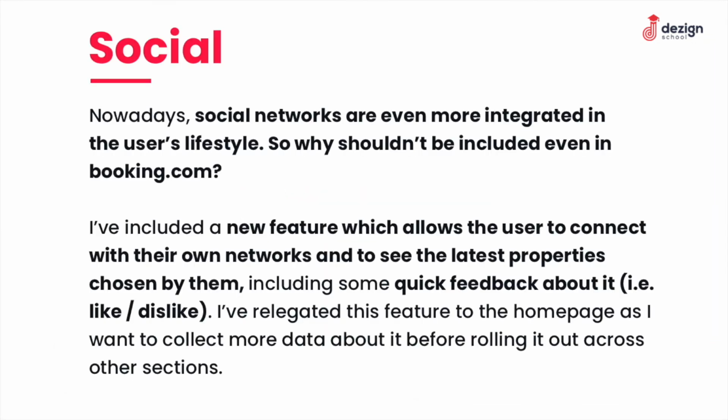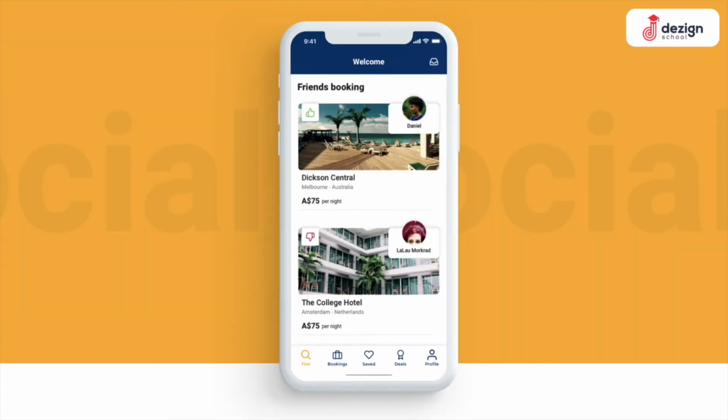Social. Nowadays, social networks are even more integrated in the user's lifestyle. So why shouldn't they be included even in booking.com? I have included new features which allow users to connect with their own networks and to see the latest properties chosen by them. On the left, there is a like icon. On the right side is the user profile, and below it the hotel photo, name, location and price.